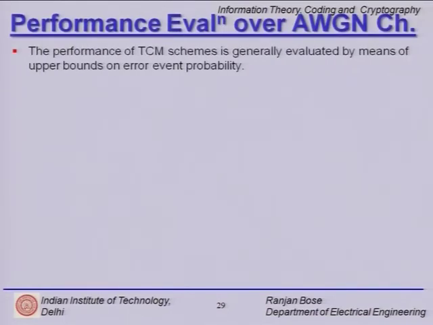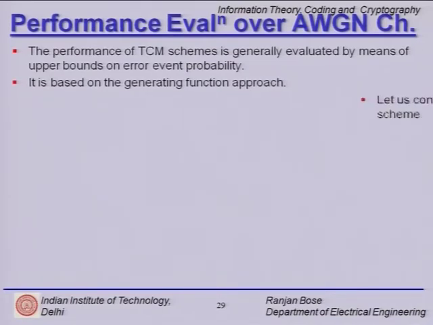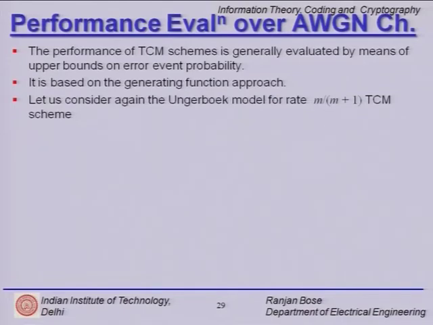So, the performance of a TCM scheme is generally evaluated by means of the upper bounds on the error event probability. We will soon realize why an upper bound is used, simply because it is impossible to keep track of all the possible paths that may result in an error event. So, we look at the whole group of possible paths and we come up with some kind of a union bound. Now, the performance evaluation is based on the generating function approach that we have already studied in our earlier portion of trellis coded modulation and the convolutional encoder.